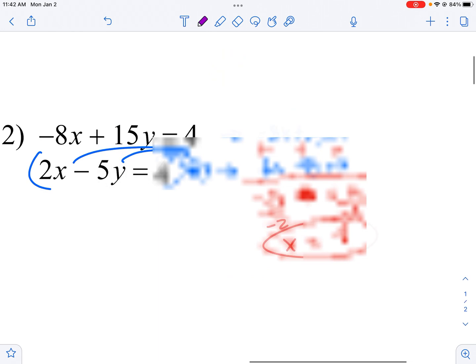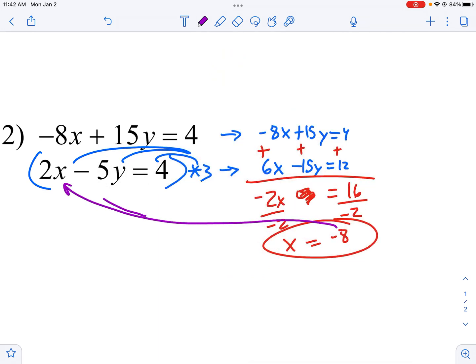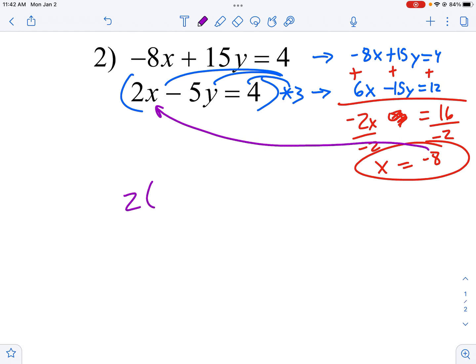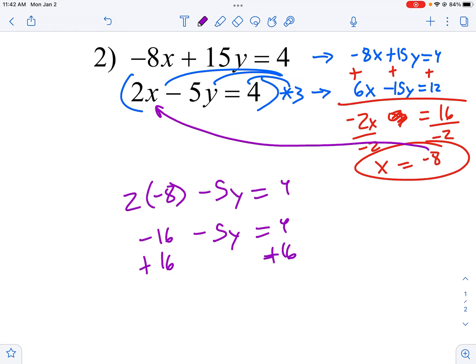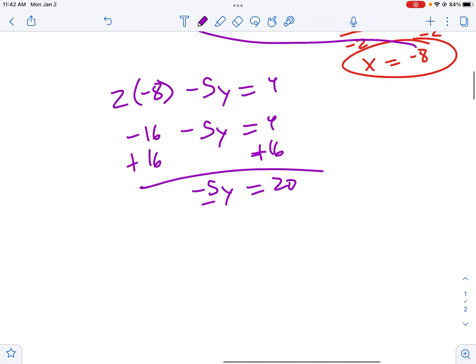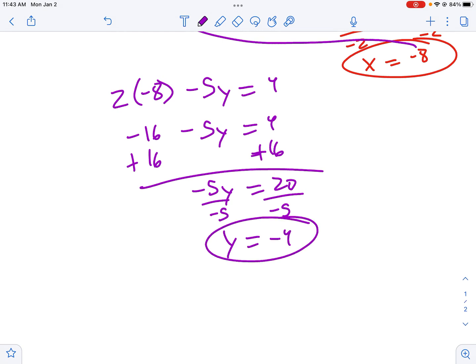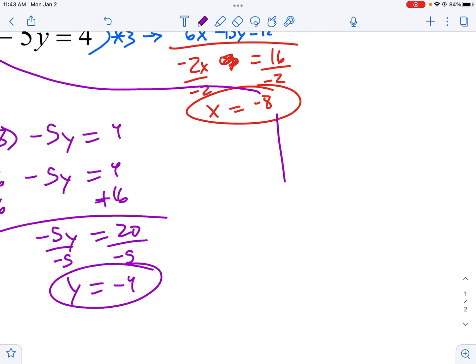Now we need to get our y value. Remember, you can put this in any of your equations. You could put it in the old ones. You could put it in the new one if you want to. I'm just going to put it in the second equation. It's got a little bit smaller numbers. So I'm going to do 2 times negative 8 minus 5y equals 4. 2 times negative 8 is negative 16. So now to finish solving here, I'm going to add 16. Got negative 5y equals 20. And we're going to divide everything by negative 5. And I got y is negative 4. Hooray! We got our y value, we got our x value, and now we can write it as our point, negative 8, negative 4.